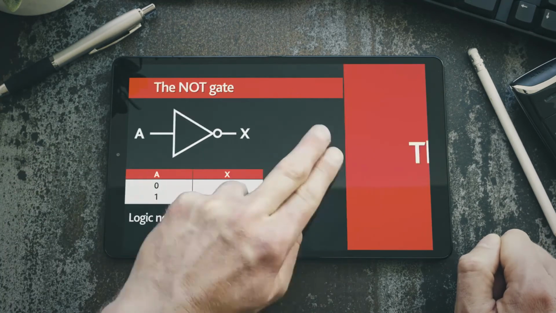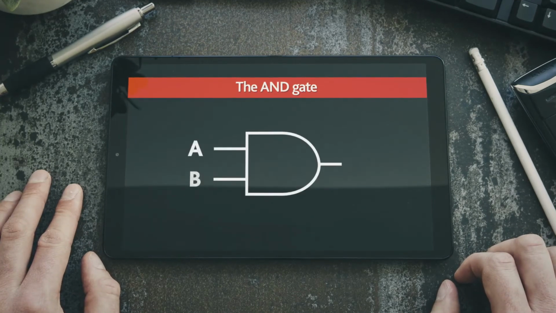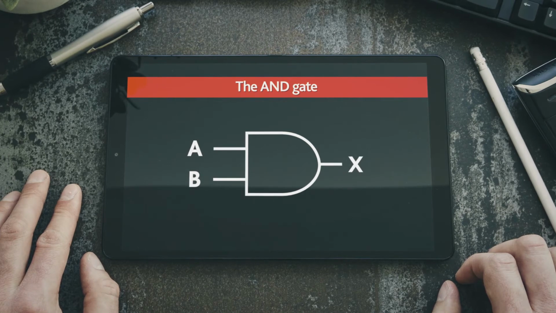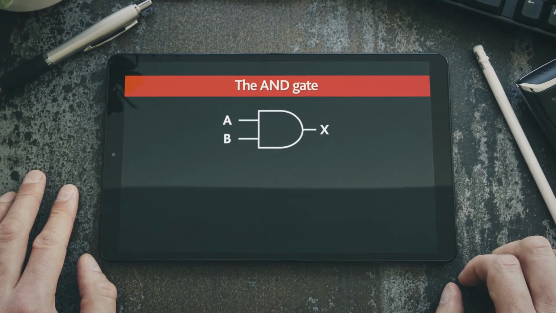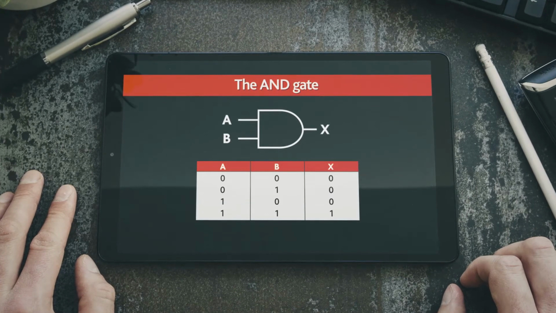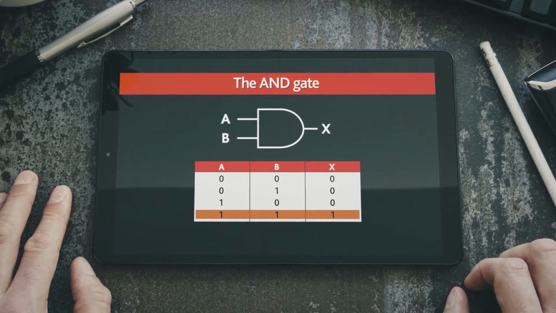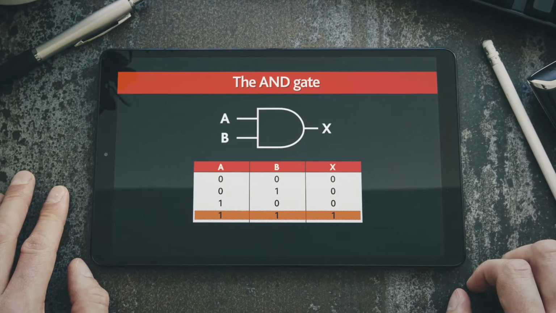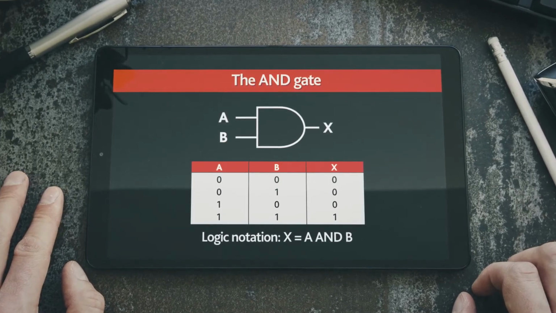Right, let's take a look at the AND gate. An AND gate has at least 2 inputs. The output has the value true only when its first input and second input have the value true. This is shown in the truth table here, where the only occurrence of the output X having the value true, or 1, is where both inputs A and B both have the value true. Here is the logic notation for the AND gate.